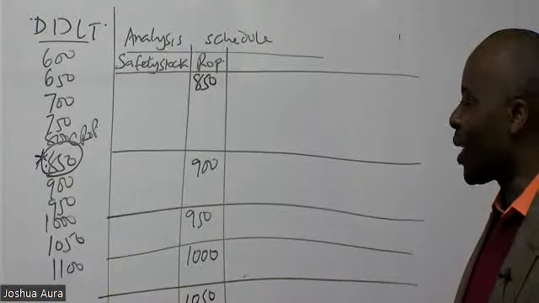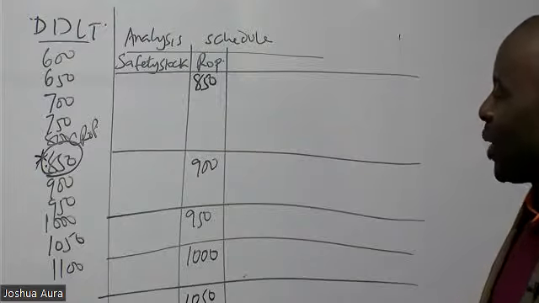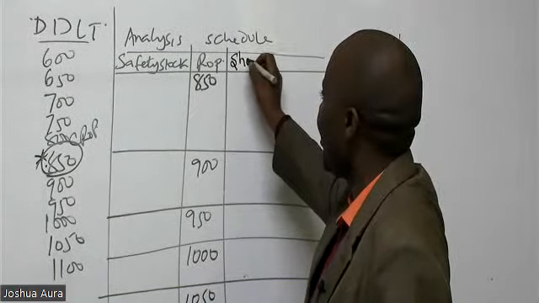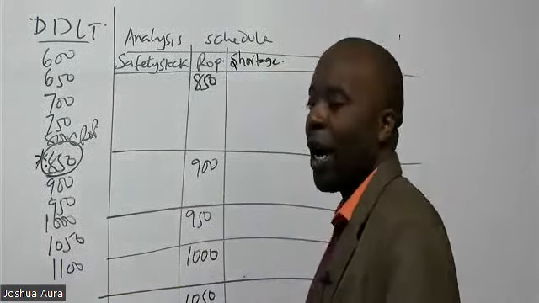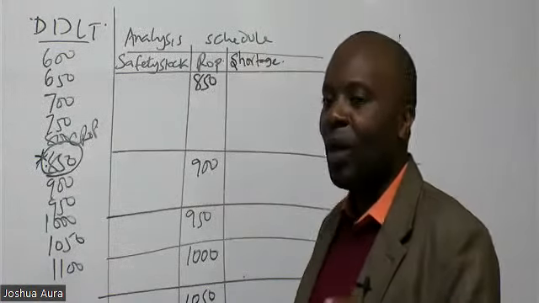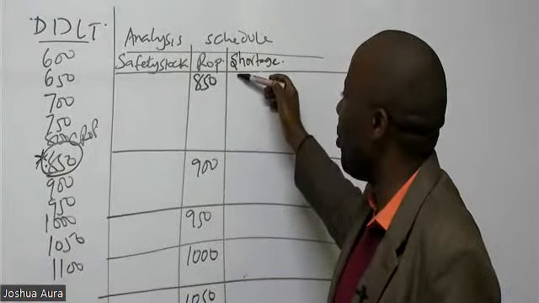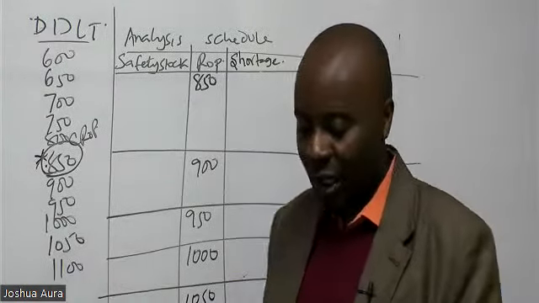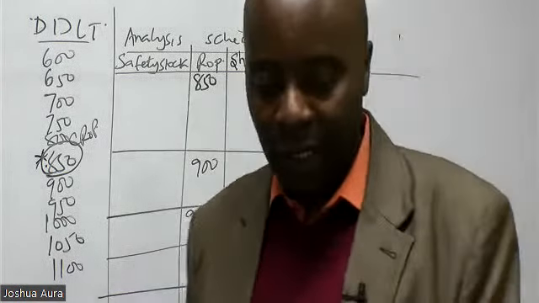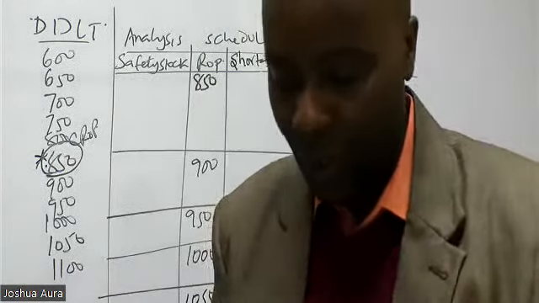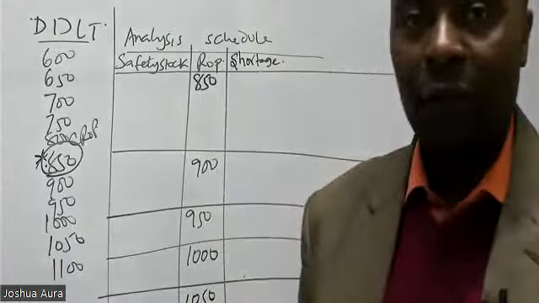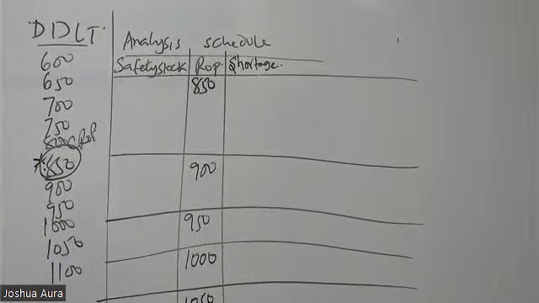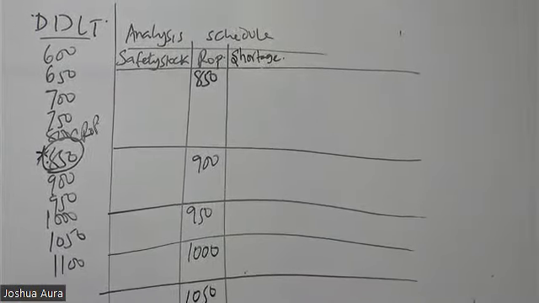From here, what do I do? I'll create a column here for shortages. I want to give you 1 minute. I know there are students who have just joined us, but let me see whether there is any student who will be able to come up with shortages for the first sale.